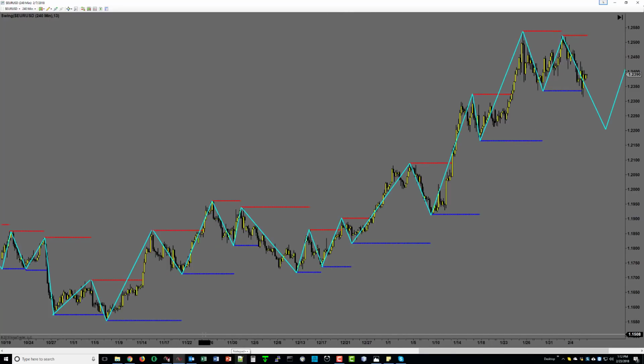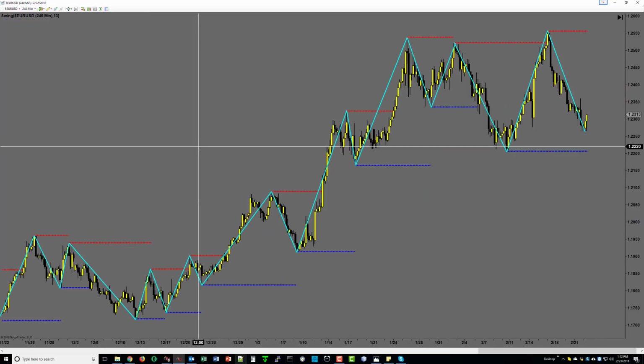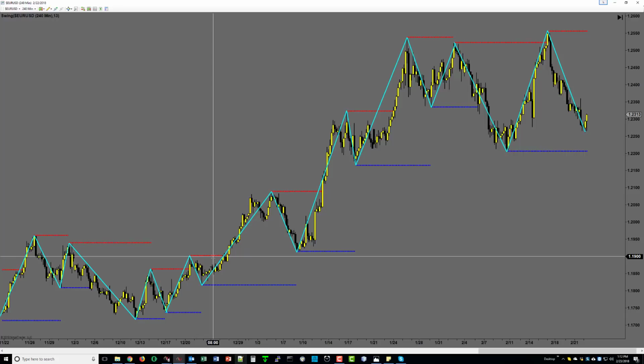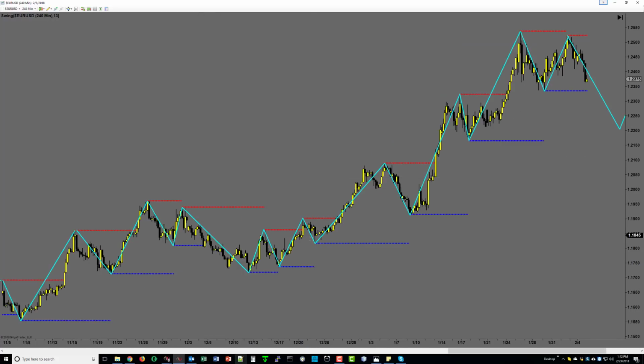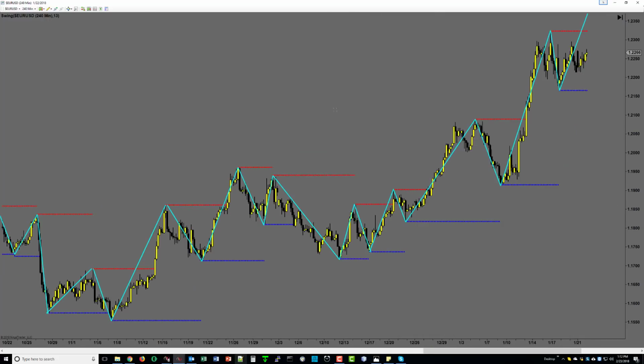All you need to do to start off is identify impulse legs, structure changes, places where the market closes beyond a swing level, up or down, swing high or swing low. Draw your lines through from a low to a high, or in the case of here, a high to a low, and then connect the points in between.